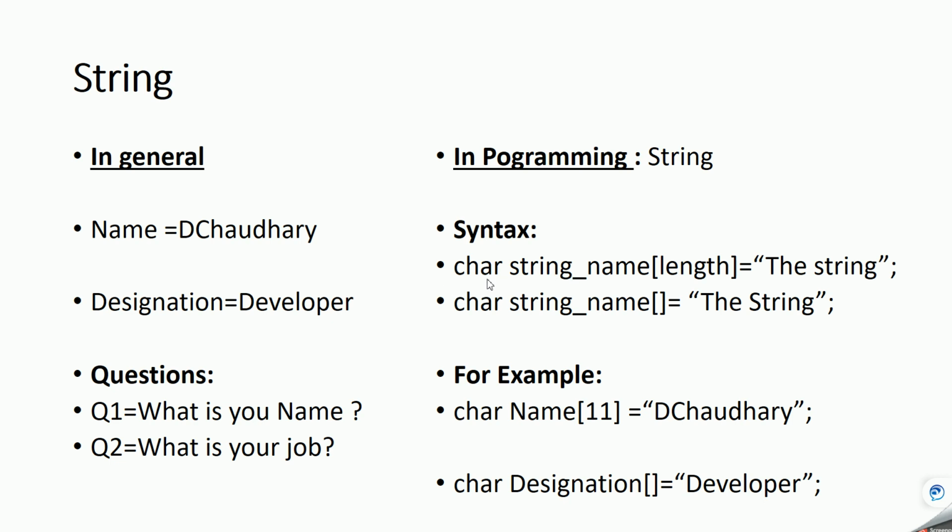What you have to do is give the data type as char and then the string name, and in brackets you will give the length and the string that you want to write. Suppose you want to write D Chaudhary, then you will give D Chaudhary here. Or if you want to write developer, then you will give developer here. And if you want to write what is your name, then you will write what is your name instead of the string. And if you write the string like this, you have to give the length here.